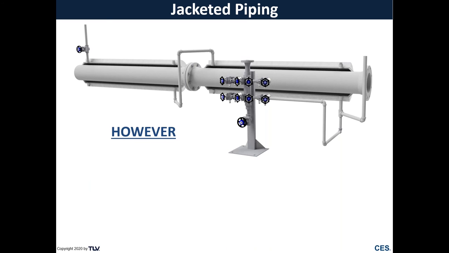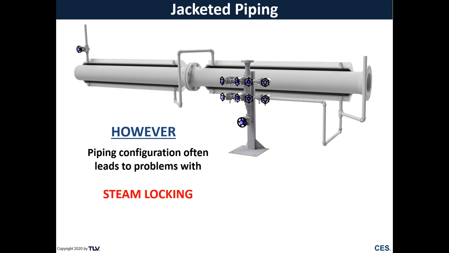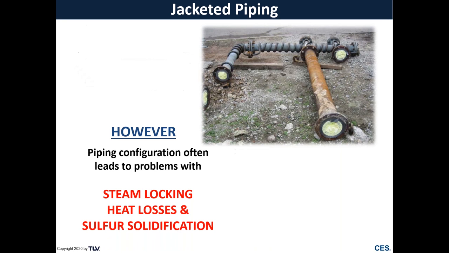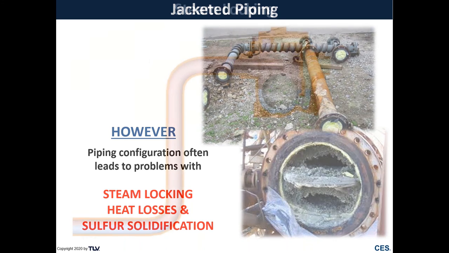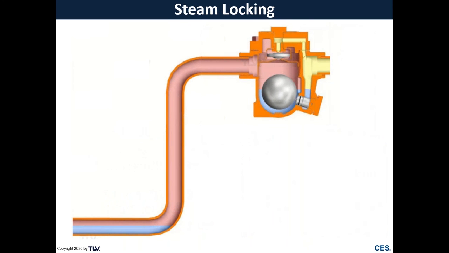However, a big problem that we often encounter is the piping configuration to and from adjacent jacket sections very often leads to steam locking. Steam locking can cause condensate backup in the steam space, which then can lead to heat losses from the process piping and possible sulfur solidification. So let's first try to understand a little bit more about steam locking.